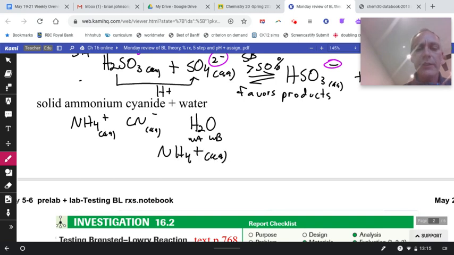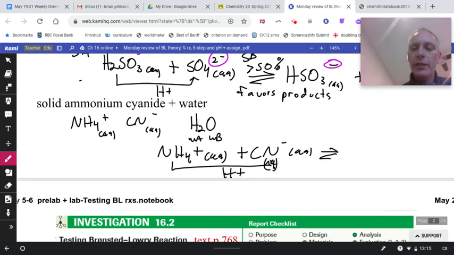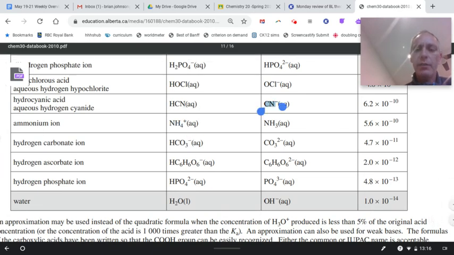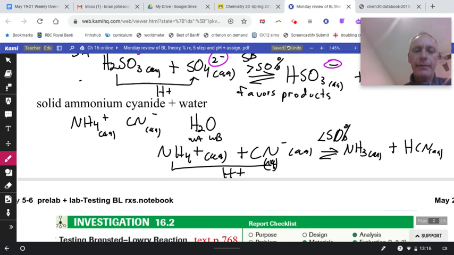NH4 plus is our acid reacting with CN minus, our base. So the acid donates a proton to the base. And that means we get NH3. It's lost an H and a plus. HCN, it gained the H. It was a minus, it gained a plus, so now it's neutral, 0. And we said the acid was below the base, just barely, so it is less than 50%. Just going to verify that. Yes, the acid is below the base. Okay, less than 50%. So this one favors reactants.